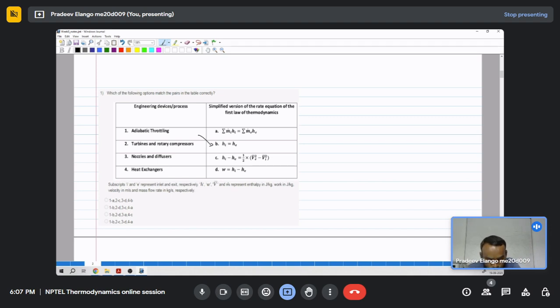And in case of turbine and rotary compressors, there is some work done on the system, and that will be equivalent to the change in enthalpy coming in and out of the system. So that is equal to this. And in case of nozzles and diffusers, there is no external work done, but there will be some change in kinetic energy at the expense of the enthalpy energy. So this is matching with this. And in case of heat exchangers, there are multiple fluids coming in and going out of the heat exchangers at different enthalpy levels, and so this heat exchanger can be represented by the equation A. So looking at that, we will have 1B, 2D, 3C. So this is right, and 4A.